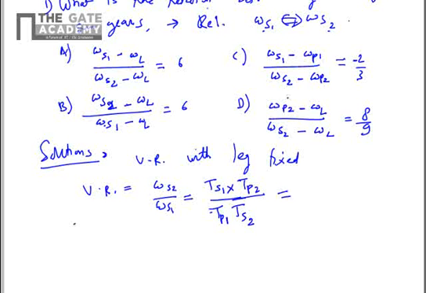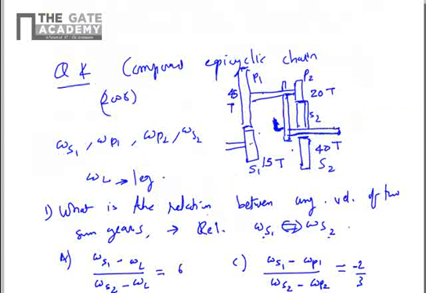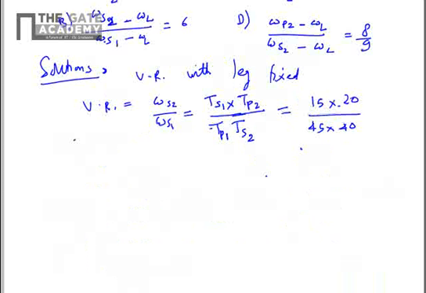So we substitute the values. TS1 is 15, TP2 is 20, TP1 is 45, and TS2 is 40. Simplifying this, this becomes 2 and this becomes 3. So it becomes 1 by 6.